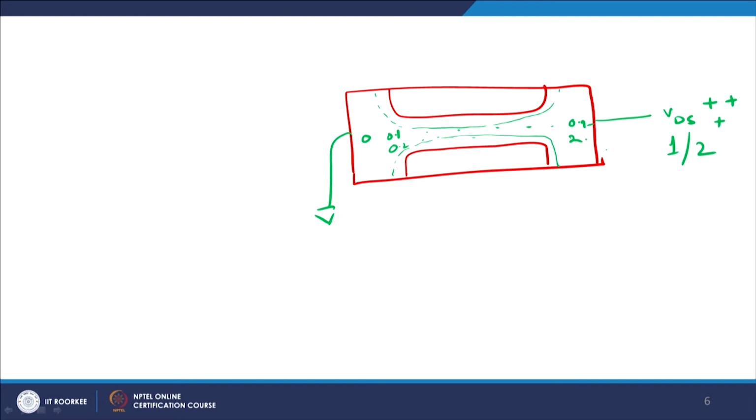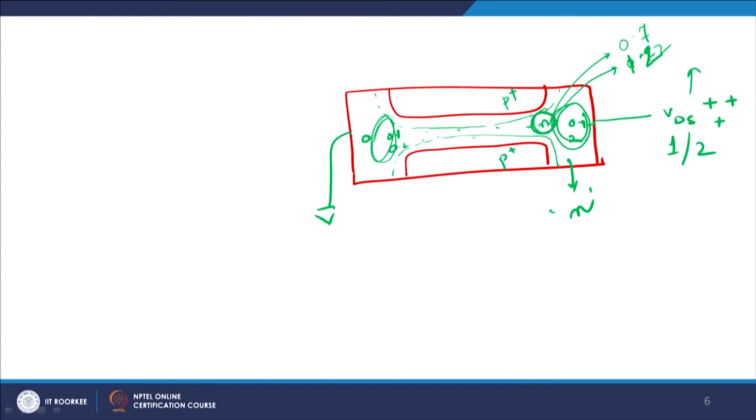Which means that as you go on increasing the value of VDS, this side will become more and more positive as compared to this side. All the channel will become more positive, but this side will be more positive. So if you look at this point, when you apply VDS equals 1 volt, this will be 0.7. When you apply 2 volts, this exact same point will be 0.9 maybe, or 1.2 maybe.